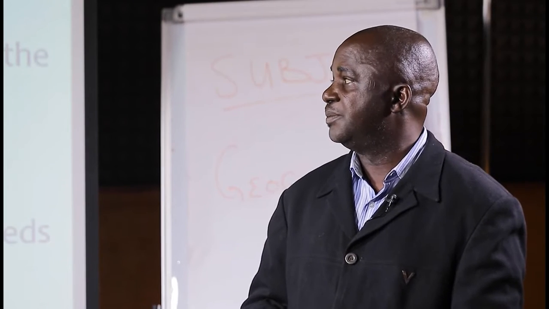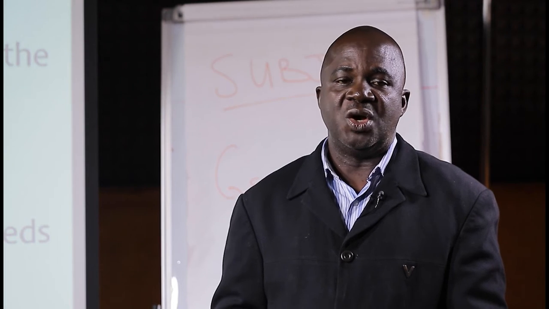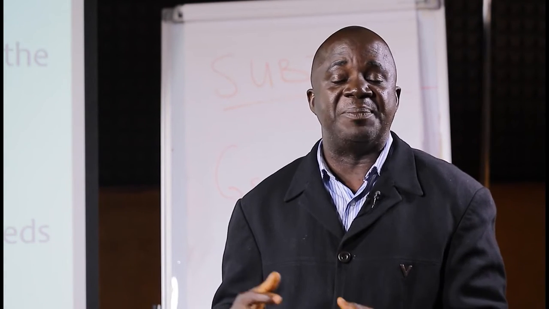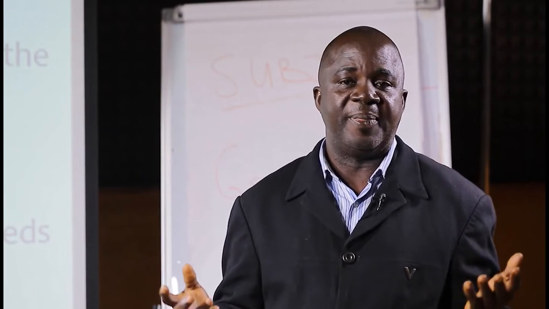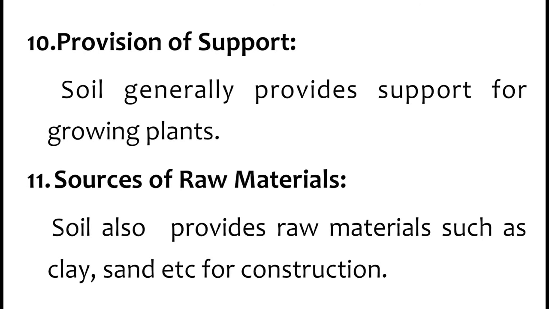From soil. Number 9, it is a medium for seed growth. Soil acts as a medium in which plant seeds grow. So without soil, there is nowhere our plant seed can grow in the air. So they grow from where? From the soil.